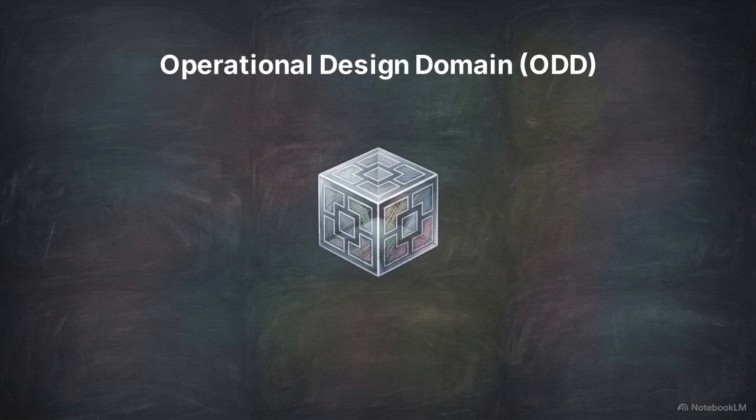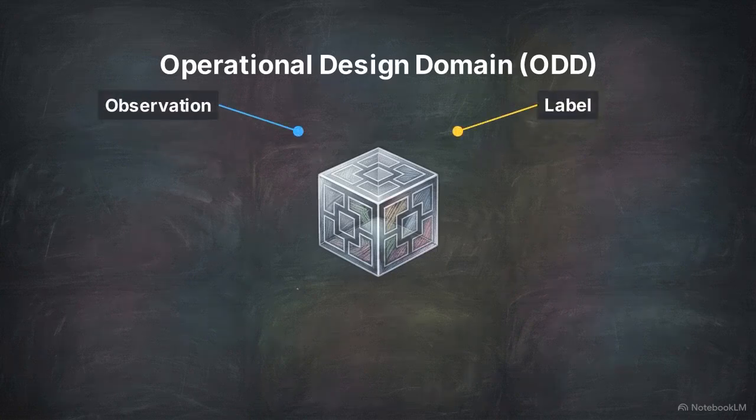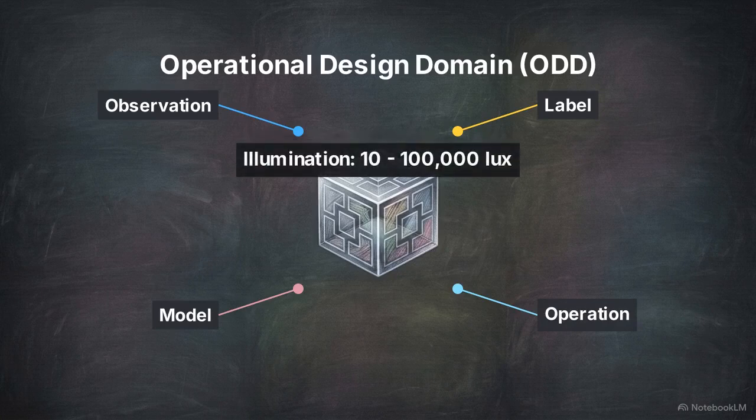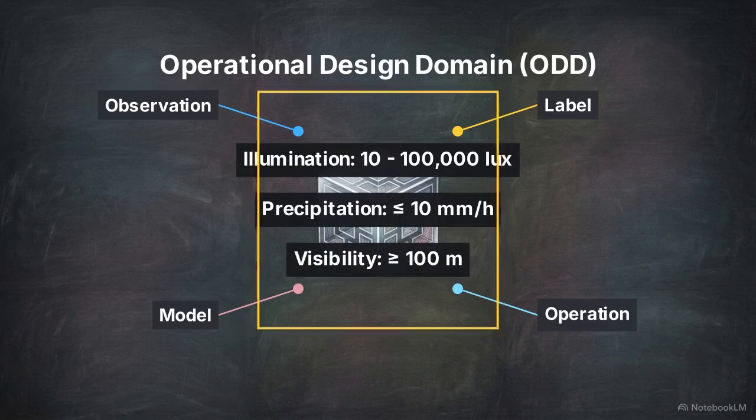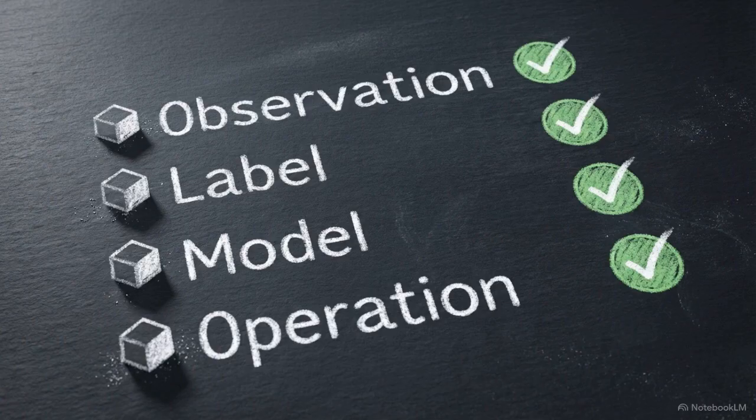The standard provides a systematic method to do this using 4 influencing factor classes: observation, label, model, and operation. Engineers define strict limits, such as an operating lux range of 10 to 100,000, a maximum precipitation threshold of 10 millimeters per hour, and exact sensor dynamic range bounds. These influence factors act as a checklist to ensure no environmental or hardware constraints are omitted from the safety specification.